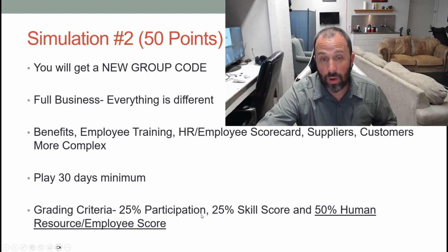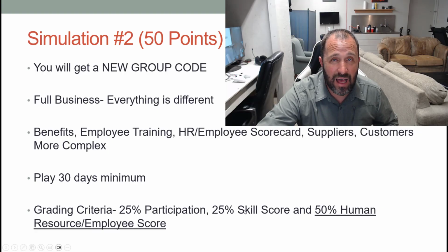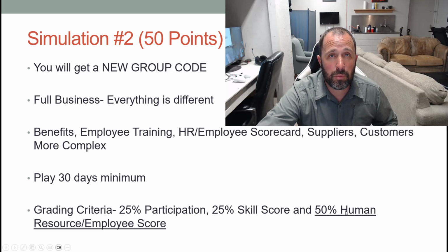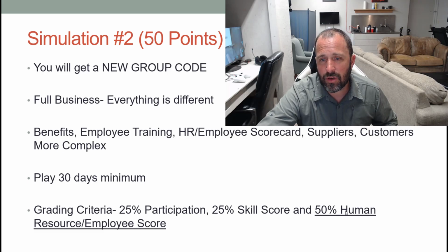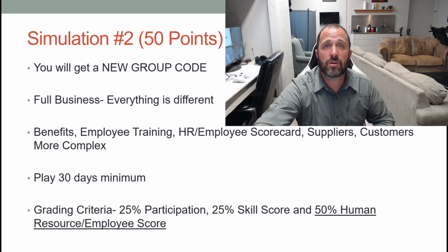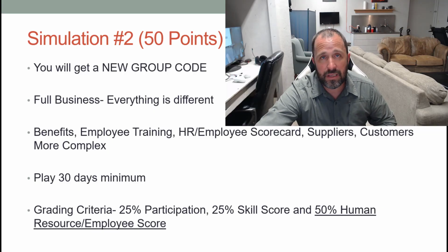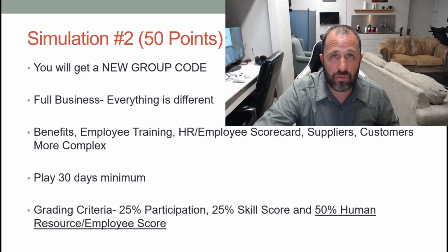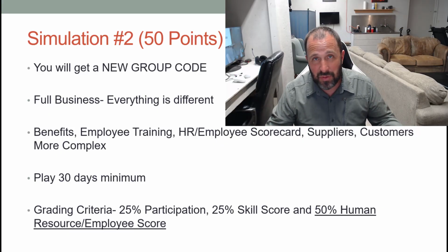You could win, do really well, play a lot, and have a really high skill score, and have horrible employees. It's hard to do, but in theory you could. Or you could just give your employees whatever they want and have the happiest clams in the world and completely stink in terms of organizational performance. These are the trade-offs. This is what we're getting into, right?